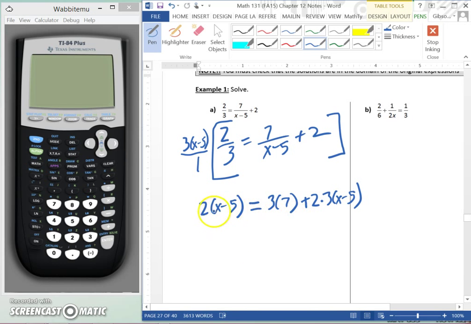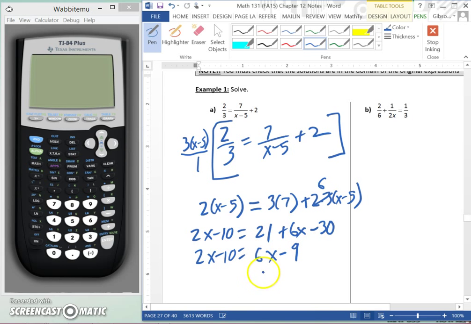Okay, now we'll multiply. We add 2x minus 10. This will give us 21. Now we know 2 times 3 here is 6. So we know we'll really be taking 6 times this fraction here. So 6 times x would be 6x, and 6 times minus 5 would give us minus 30. Okay, now we will combine the like terms. We add 2x minus 10. Now, we will write our 6x. 21 minus 30 would give us a minus 9.